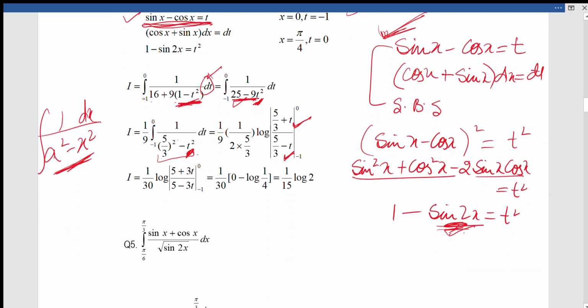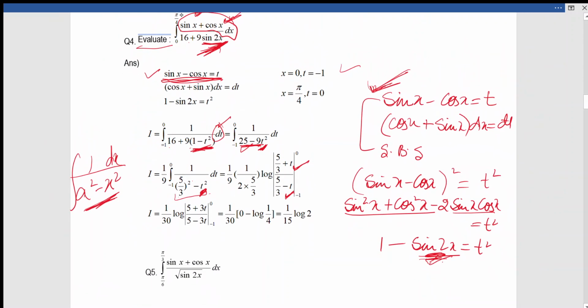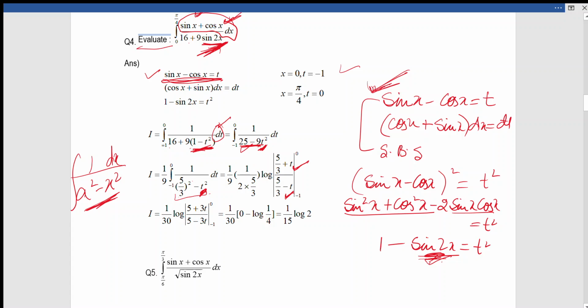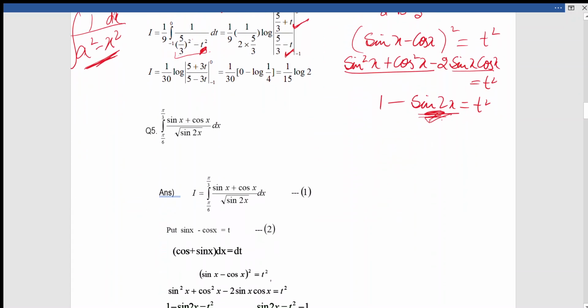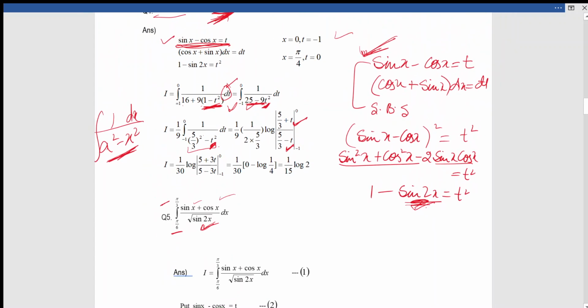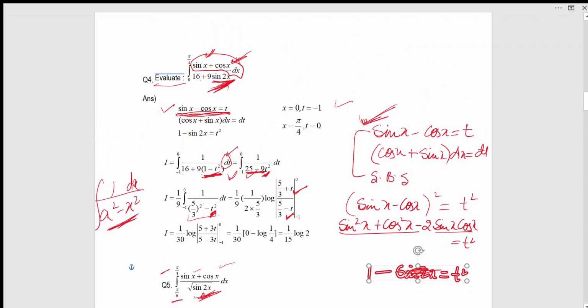Right, another similar question. Question number 4 is the integral from 0 to pi by 4 of sin x plus cos x, and in the denominator we have sin 2x. Another same question, but now the limit is from pi by 6 to pi by 3, again with sin x plus cos x, and sin 2x in the denominator. As I told you, whenever you have sin 2x in the denominator, here it is inside the root. In the previous question, we did not have it inside the root.